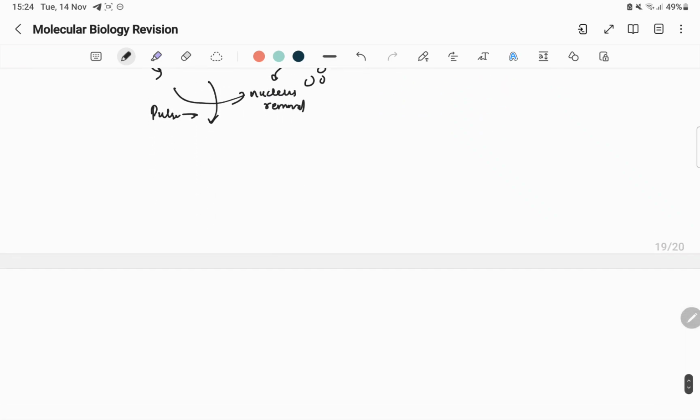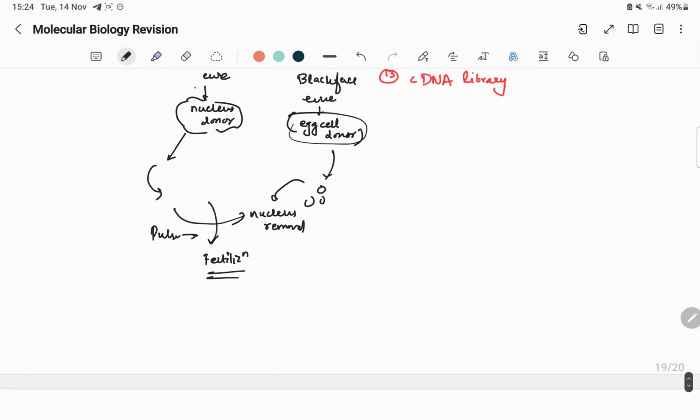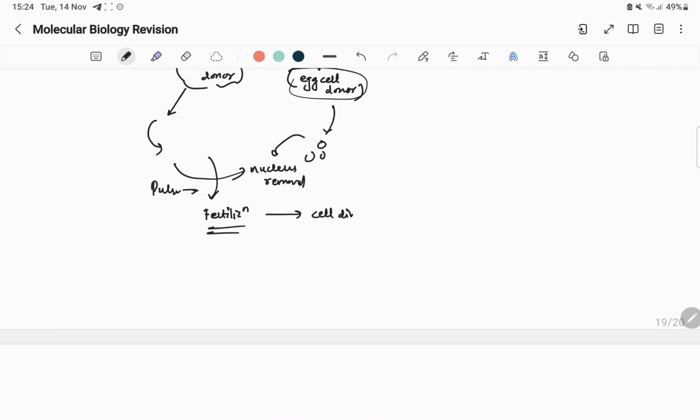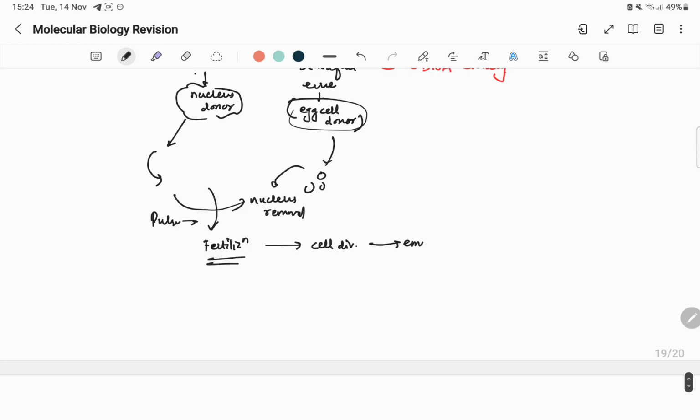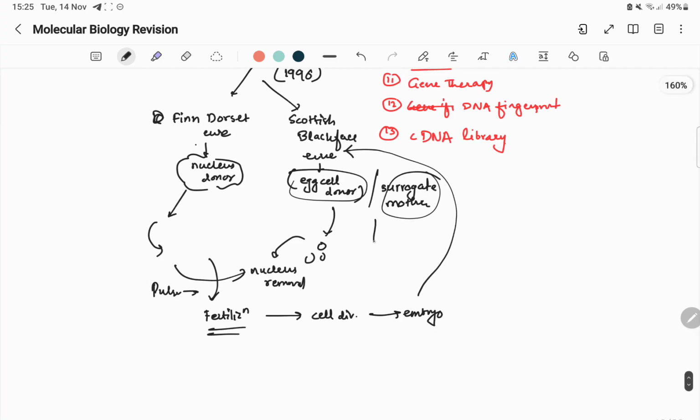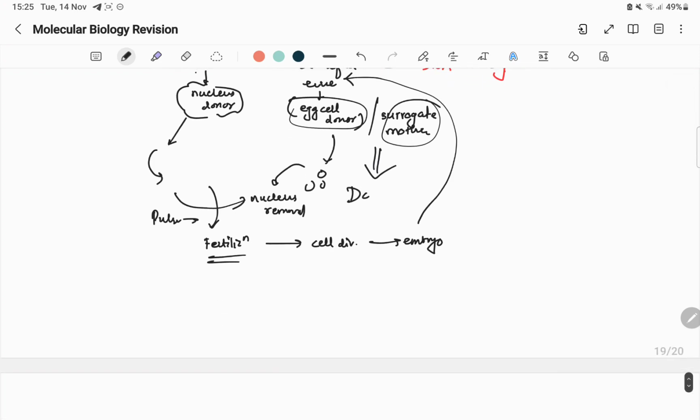and given an electric pulse. After the electric pulse, fertilization is induced, and after induction, cell division will occur, and the embryo is implanted again in the Scottish Blackface ewe, so it also acts as a surrogate mother. Thus from the Scottish Blackface ewe, Dolly the sheep was produced. It's a Finn Dorset lamb, Dolly.